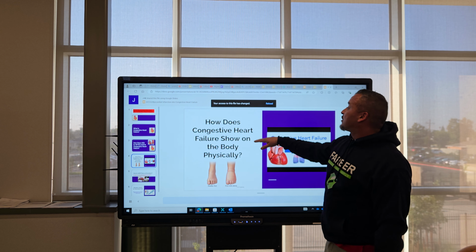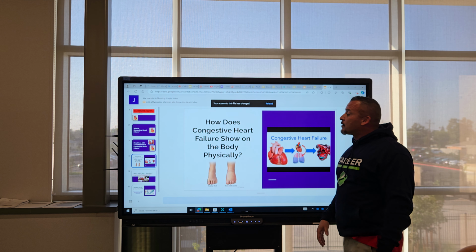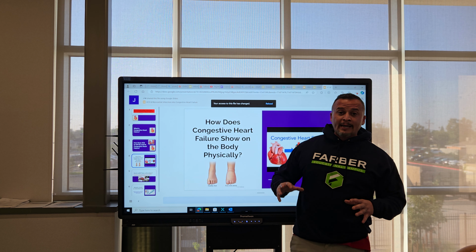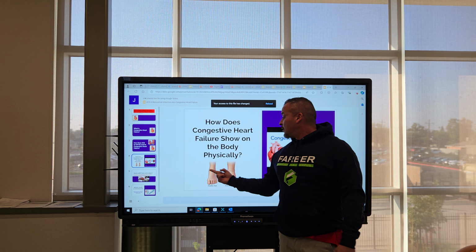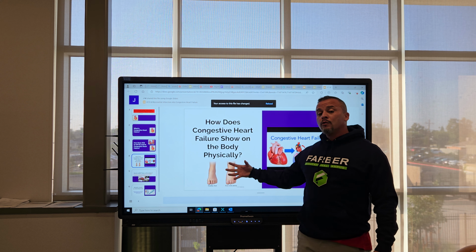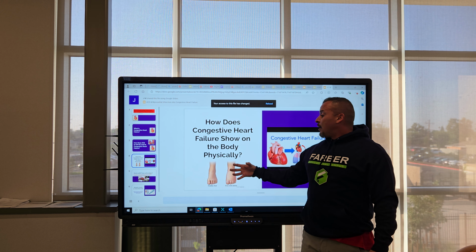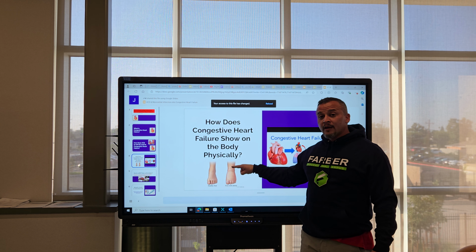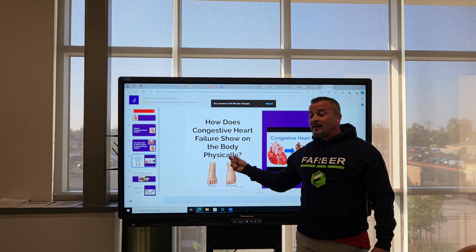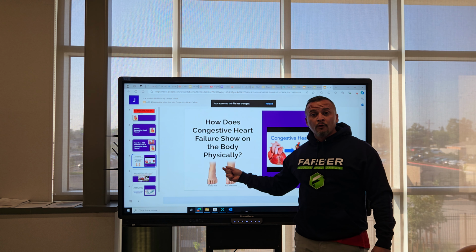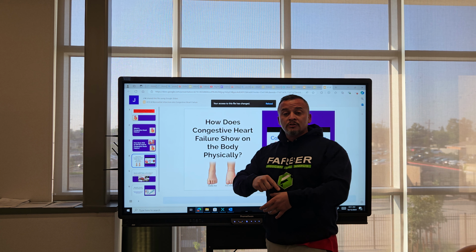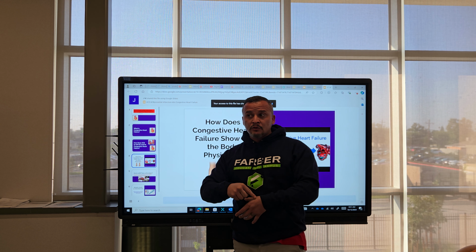So how does congestive heart failure show on the body physically? Physically, the only way you can really see it is pedal edema. You're going to have swollen ankles and or feet too. And you'll know it's congestive heart failure because if you push on it, your finger will be imprinted in there for a little bit. Usually there's a bounce back no matter what, even if it's a muscle or fatty tissue, there's a bounce back.